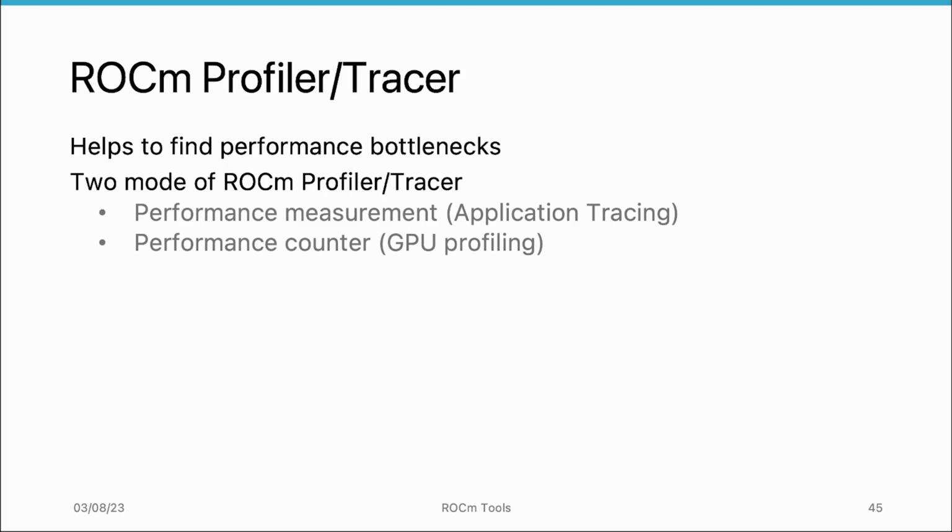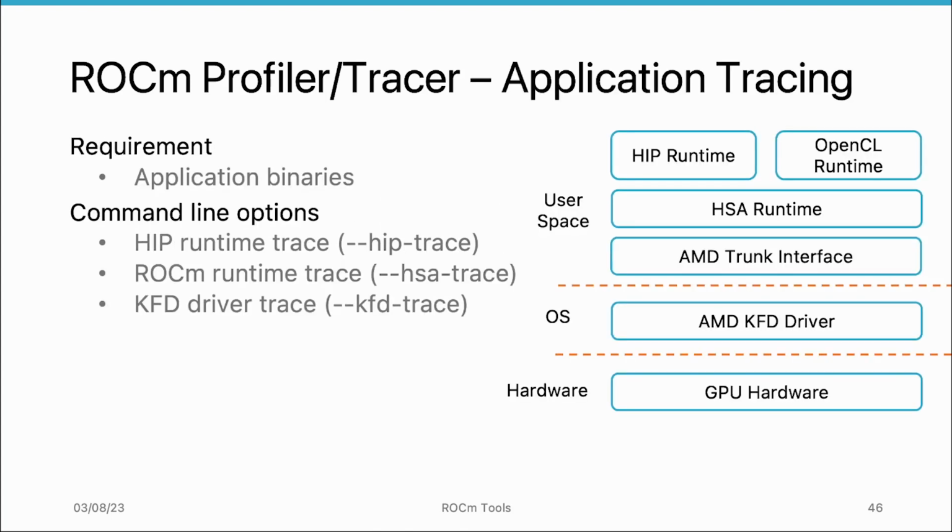Now let's focus on the measurement of the application's performance in application tracing mode. To perform application tracing, there are various options available for us. As shown on the right side of the slide, the system structure comprises hardware at the bottom, an operating system such as the AMD KFD driver in the middle, and interfaces such as HSA and HIP runtime at the top. Based on this diagram, we can perform application tracing at different levels.